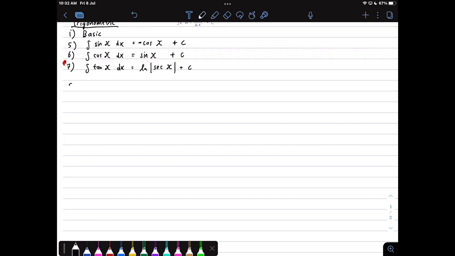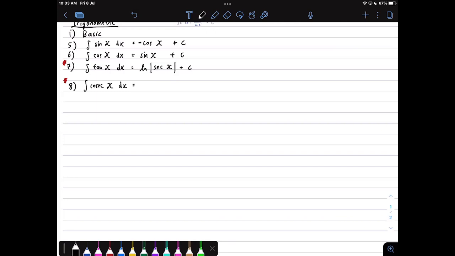So number 8. Must have the modulus. Yes, you need the modulus, because for ln, you cannot have ln of a negative number, right? So that's why you need the modulus. But if x is restricted to a small enough domain, then the secant of x will be positive. Then you don't need to put a modulus, provided x is restricted. But in general, we just put the modulus there to make sure our ln is defined.